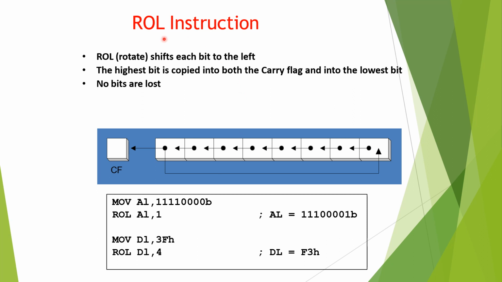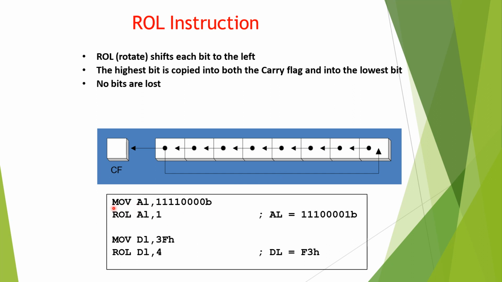So here you can briefly see the rotate left instruction. Rotate left shifts one bit at a time to the left. The highest bit is copied into the carry flag, which means the MSB is copied into the carry flag, and the lowest bits are moved one position left. Here no bits are lost and no zeros are inserted. So all the bits will be in the form of rotation, present within the register specified.